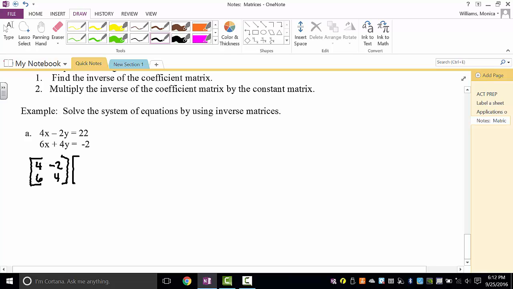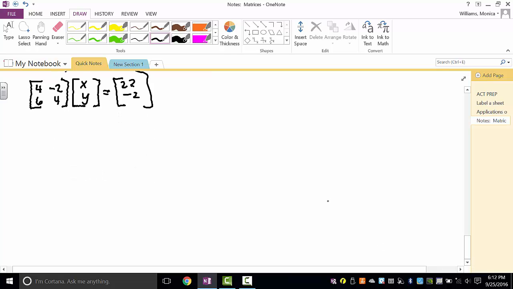And then we have the variable matrix. What variables do we have in the problem? The system has x and y. And then we have the constant matrix. That's the right-hand side of your equations. 22, negative 2, the two constants there. So to solve a system using inverse matrices, you take your coefficient matrix and you find the inverse of it.